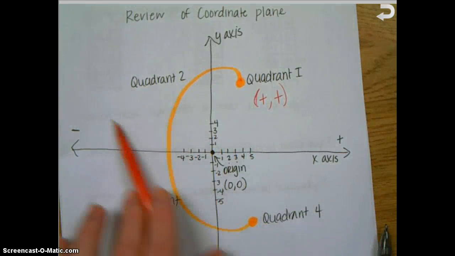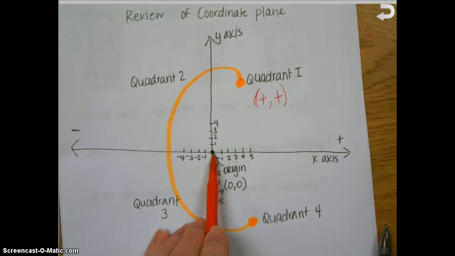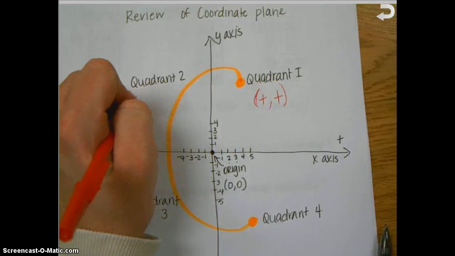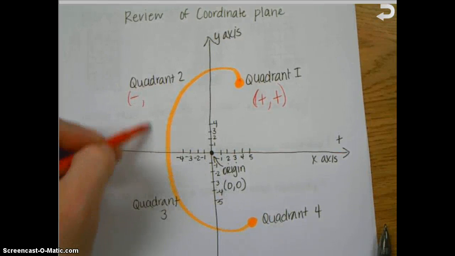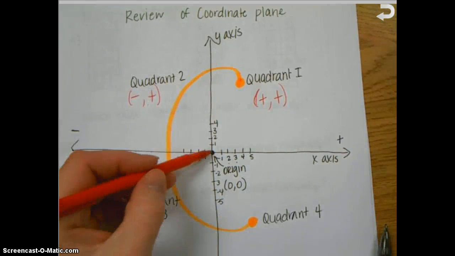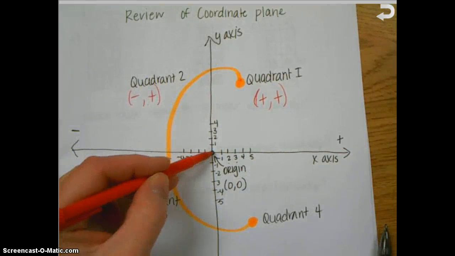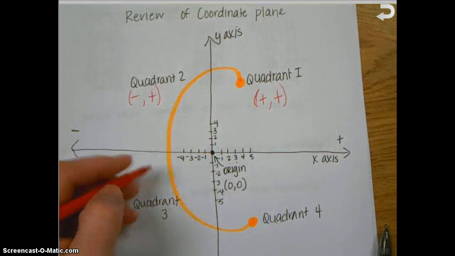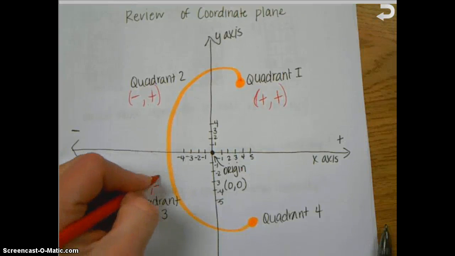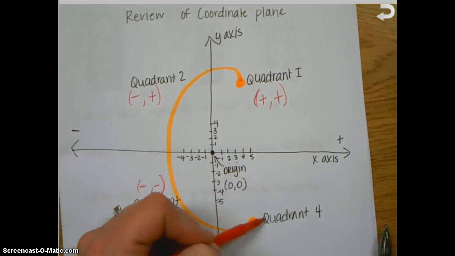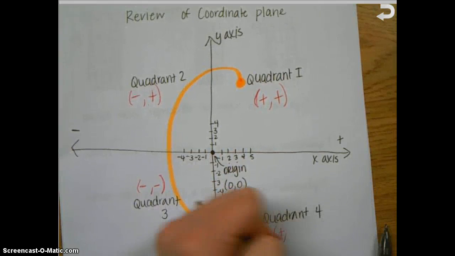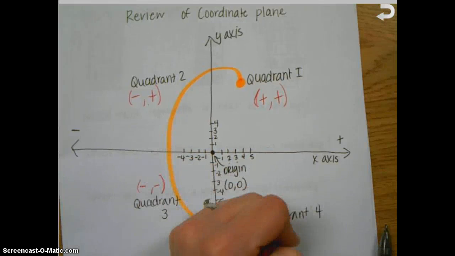Quadrant 2: to get anywhere in quadrant 2, I start at the origin and go to the left, meaning my x is going to be negative. Then I go up, and my y is going to be positive. Quadrant 3: always start at the origin, go to the left, meaning your x is negative, and then go down, so your y is negative. Quadrant 4: your x is going to be positive because you go to the right, and then you go down, so your y is negative.